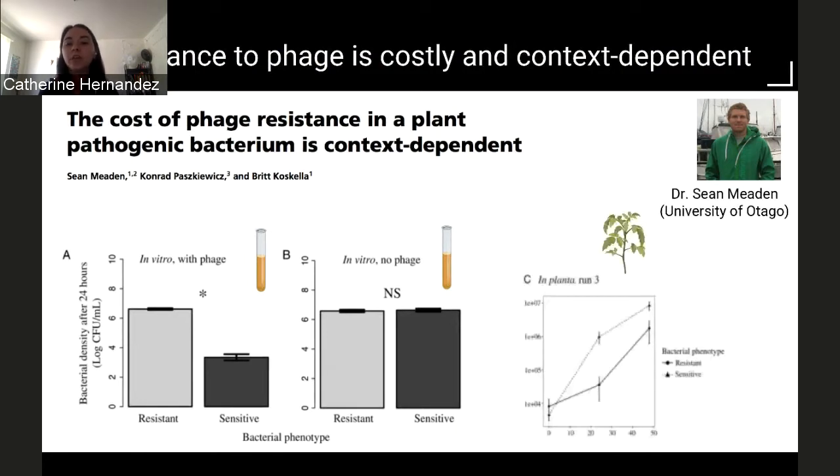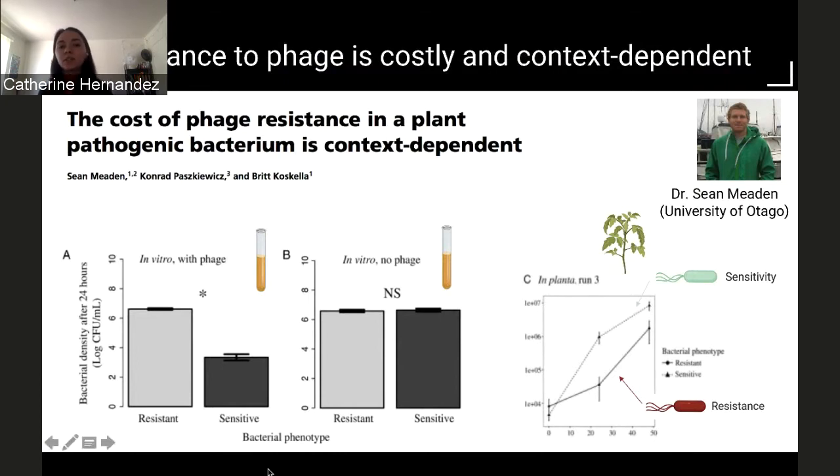However, when he grew these bacteria in plants, what he found was that the sensitive bacteria are that top line, and the bottom is the resistant bacteria. And so here he did find that the resistant bacteria seemed to be growing more slowly and reaching a lower final density at his last sampling point.